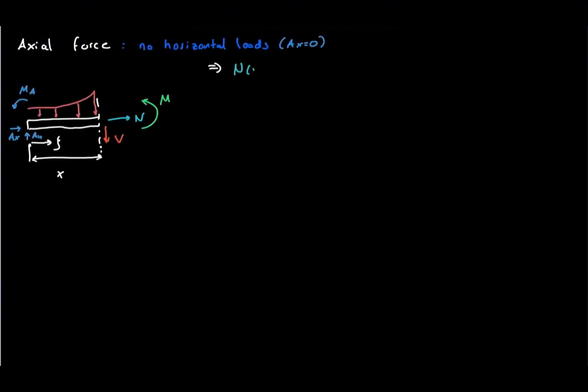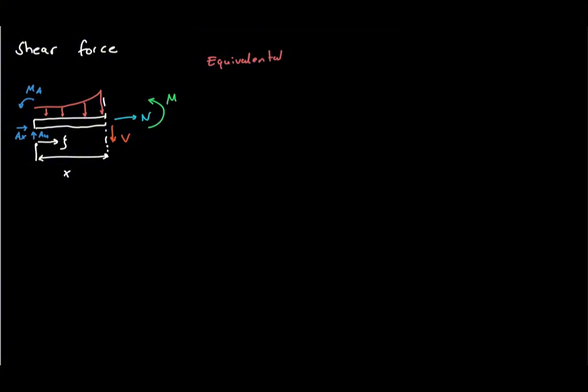There are no horizontal loads, so the axial force is 0 everywhere. For the shear force, we first calculate the equivalent force acting on the left segment. This is found by integrating the load function from 0 to the cut position x. To avoid confusing the cut position with the integration variable, we use the Greek letter psi inside the integral.